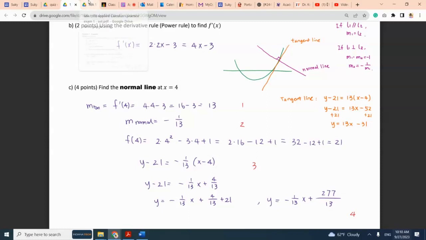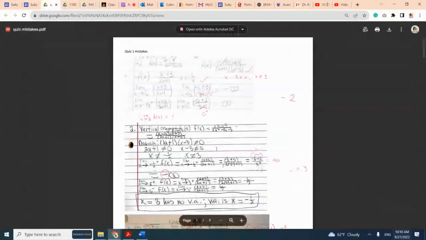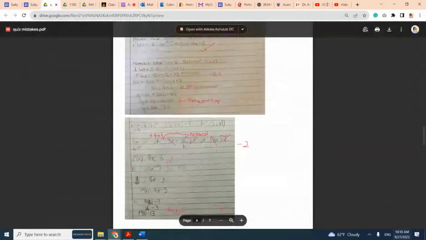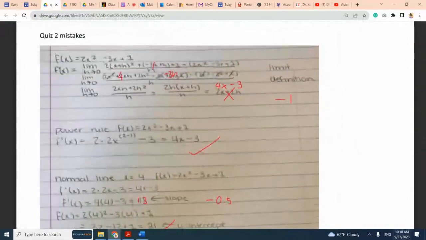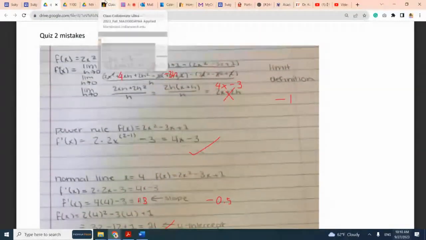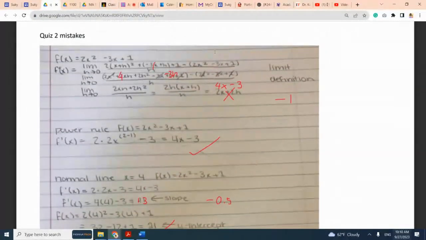Okay, good. So that is the quiz. Let's look at the mistakes together. Let's see. Yes, there's something wrong with number 10 of your homework? Oh, okay. So let's finish the quiz mistakes, then we'll look at the homework.